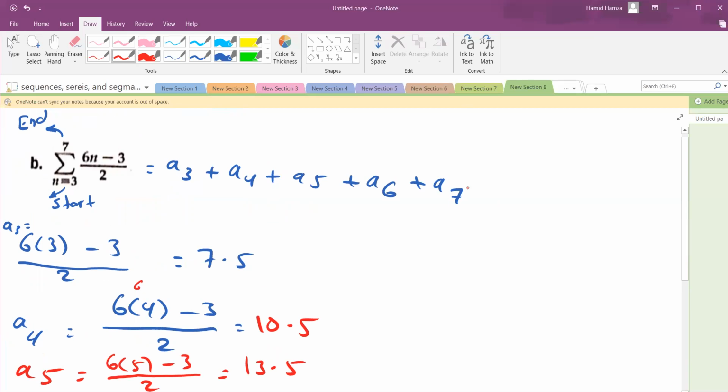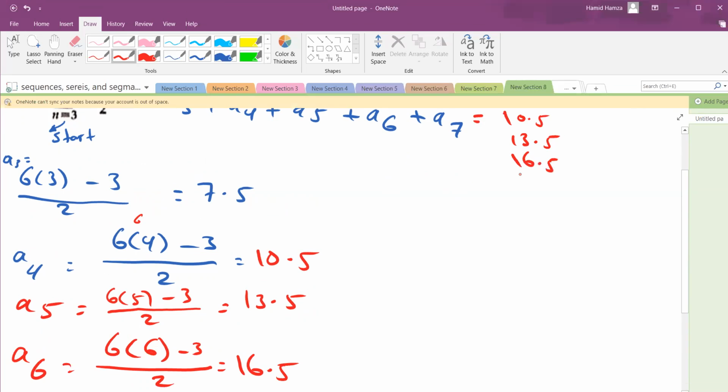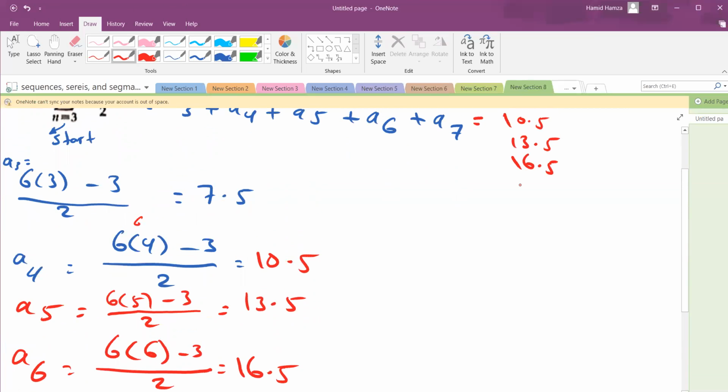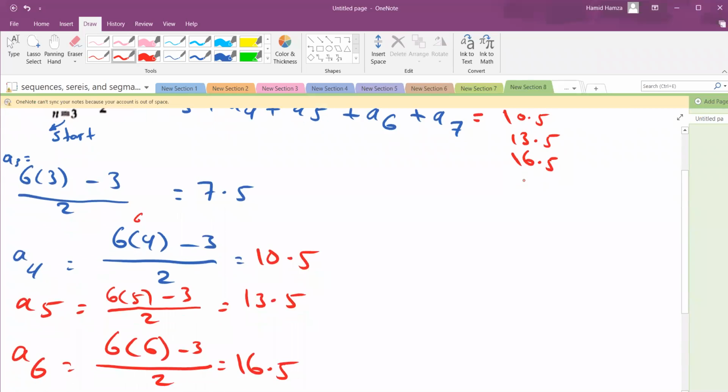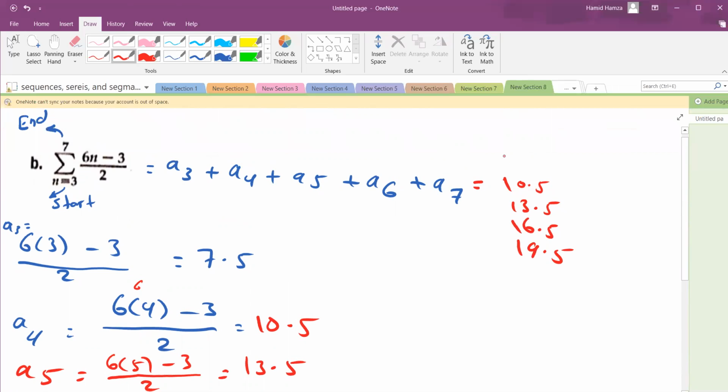So after finding the terms, we will add them. So it will be 10.5 plus 13.5 plus 16.5. If you have a calculator, guys, please add them. Plus 19.5. So what is missed? We missed 7.5 here. So anyone have a calculator? 67.5. 67.5? Yes. Okay, so that's it. Any questions?